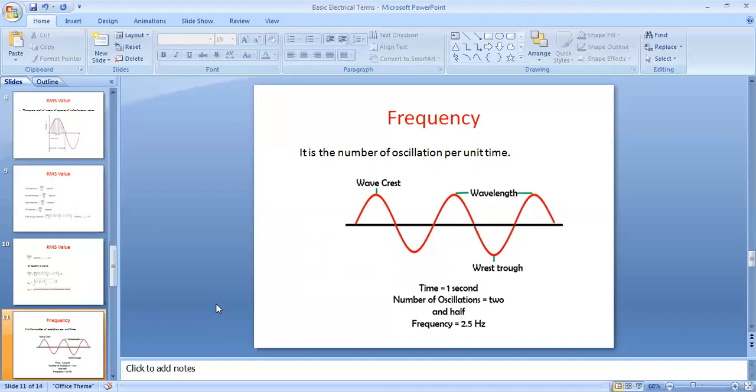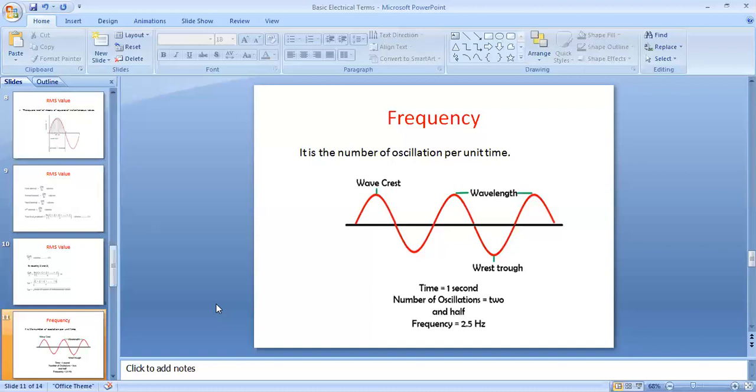So we can also write it like that, number of cycles per time. The traditional unit for measuring the cyclic process is revolution per second, which is equal to 1 hertz.